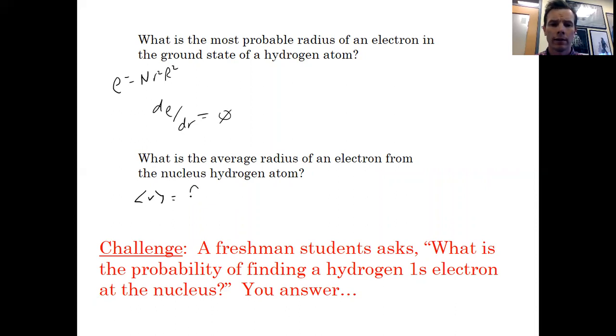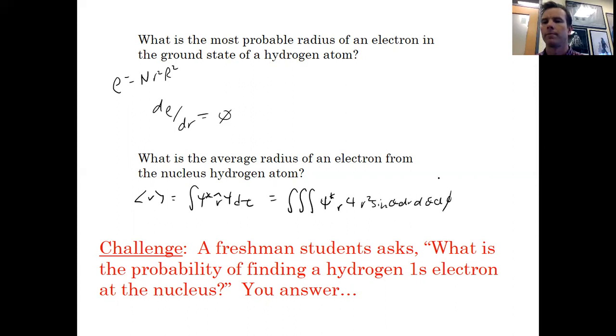This is r times psi star r hat psi d tau. Again, this is a triple integral. I'm just going to write it this way. I'm just going to write it as psi star r hat is r psi r squared psi theta dr d theta d phi. Group your terms, plug things in, solve, and away you go.